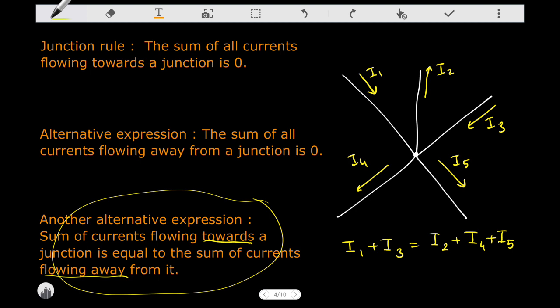In none of these examples are we claiming that any of these currents are positive. When I say an arrow is towards that junction, I'm not claiming that I1 is positive. I1 can as well be negative. Usually, when we are solving circuit problems, before the solution we don't know what the direction of the current is. So we first assign the arrows, write down the equations, and then solve the circuit problem.